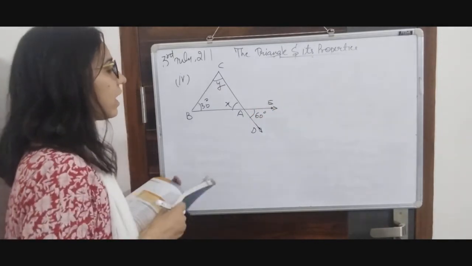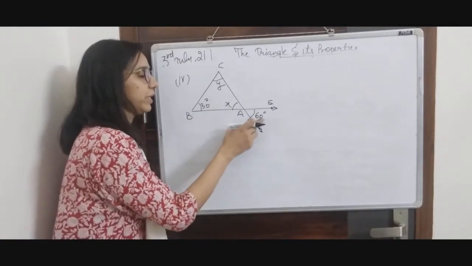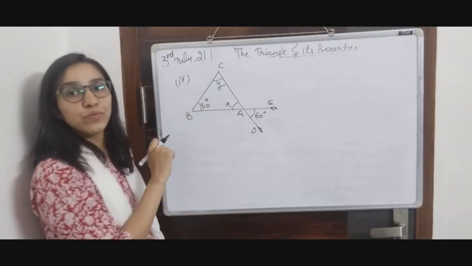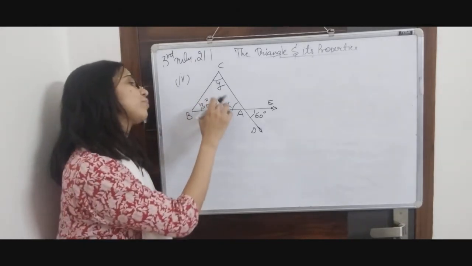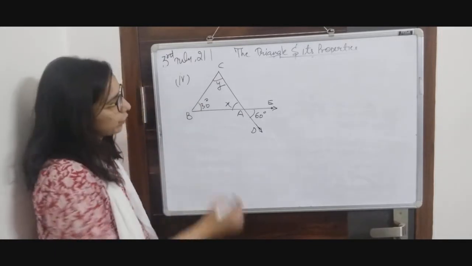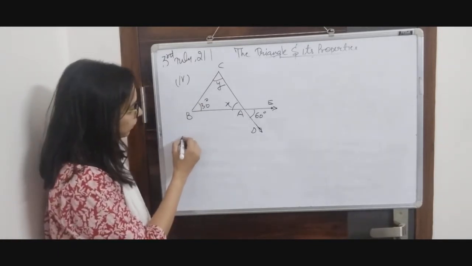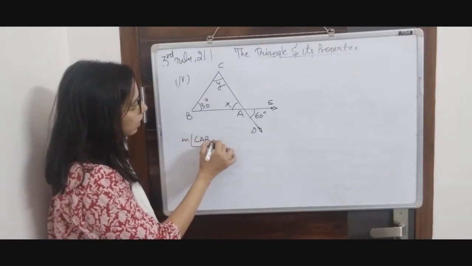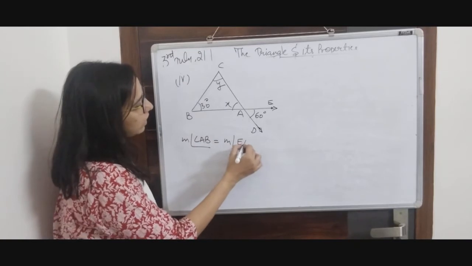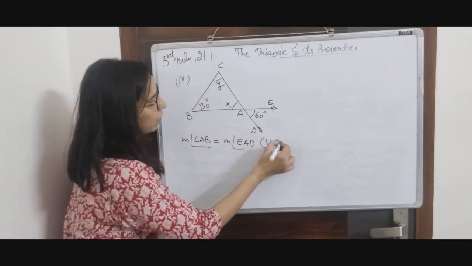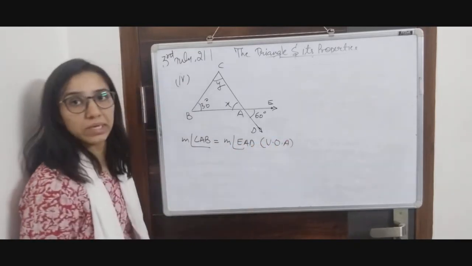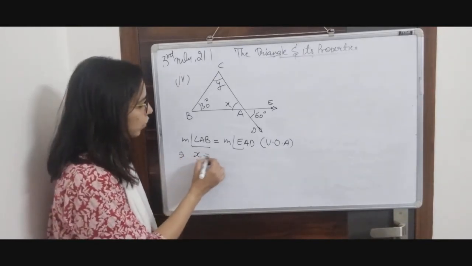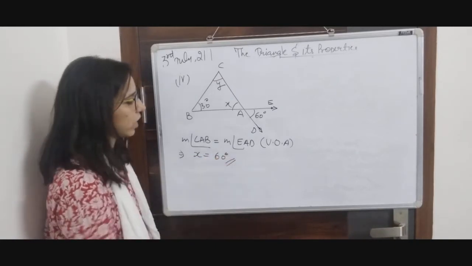Now this angle x is vertically opposite to 60 degree. So they are going to be equal, and after we have found out the value of x, we can use the angle sum property and find out the value of y. So measure of angle CAB is equal to measure of angle EAD. Why? Because they are vertically opposite angles, and vertically opposite angles are equal in measure. So implies your CAB, which is x, is going to be 60 degree. Okay, x we are done.